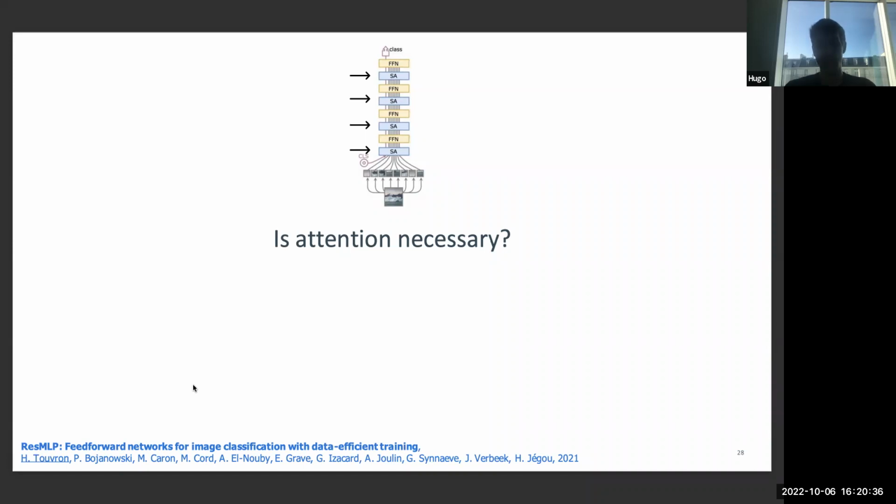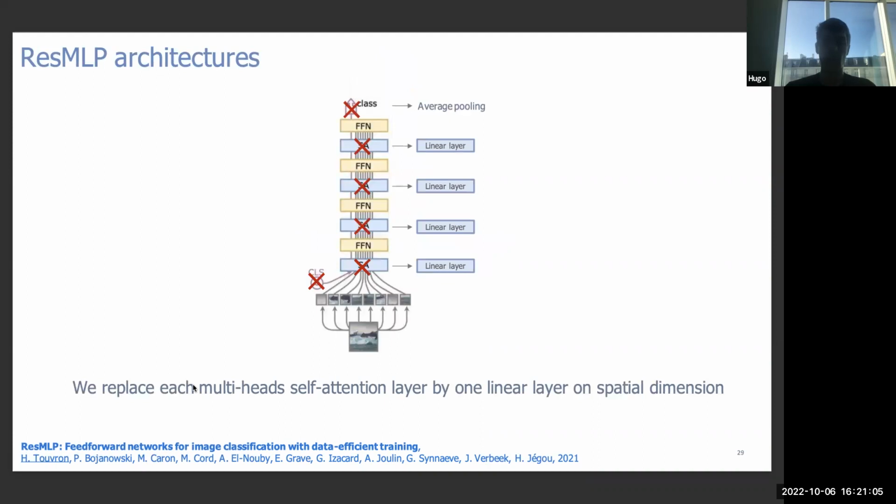But now the question is: is attention necessary? Because as you can see with the transformer, we don't have just a new architecture, we also have a new training procedure. So maybe the self-attention mechanism is not the main point that allows transformers to have very good performance on ImageNet. So we try to see if it's possible to simplify this architecture and to try a kind of MLP architecture by patches. In that case, we just remove all the self-attention layers in the transformer and replace the multi-head self-attention layer by just one linear layer.